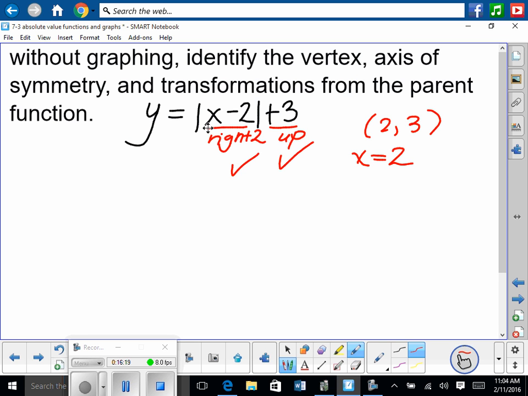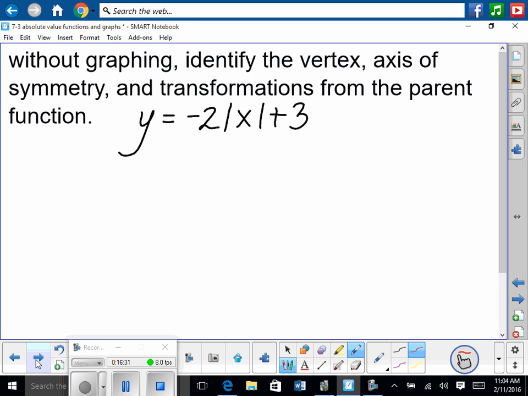We've already done that. Now, there's no stretch or compression, because isn't there a 1 there? That's not a stretch or compression. That's the parent function. The parent function had a 1, so there's no stretch or compression, so we're done. Next one, and then this is the one that Brendan was asking me on.